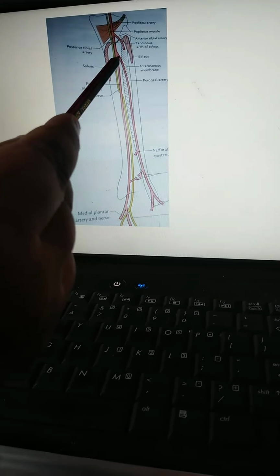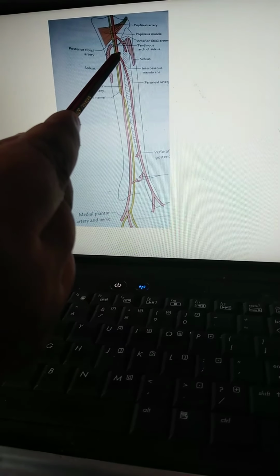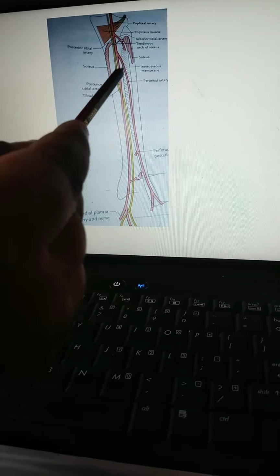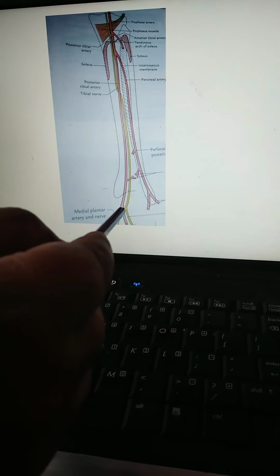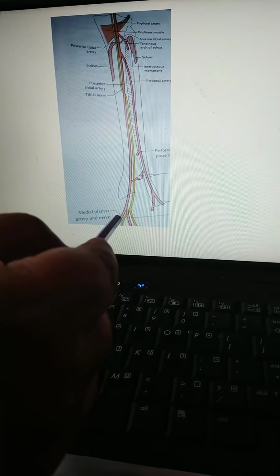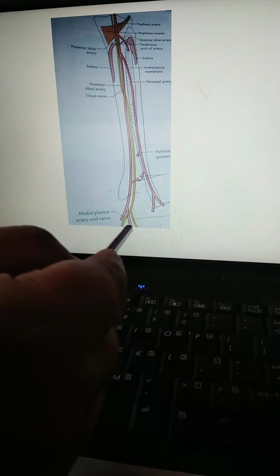In the leg, it runs downwards and slightly medially to reach the posterior medial side of the ankle, midway between the medial malleolus and medial tubercle of the calcaneum. It terminates deep to the flexor retinaculum by dividing into lateral plantar artery and smaller medial plantar artery.